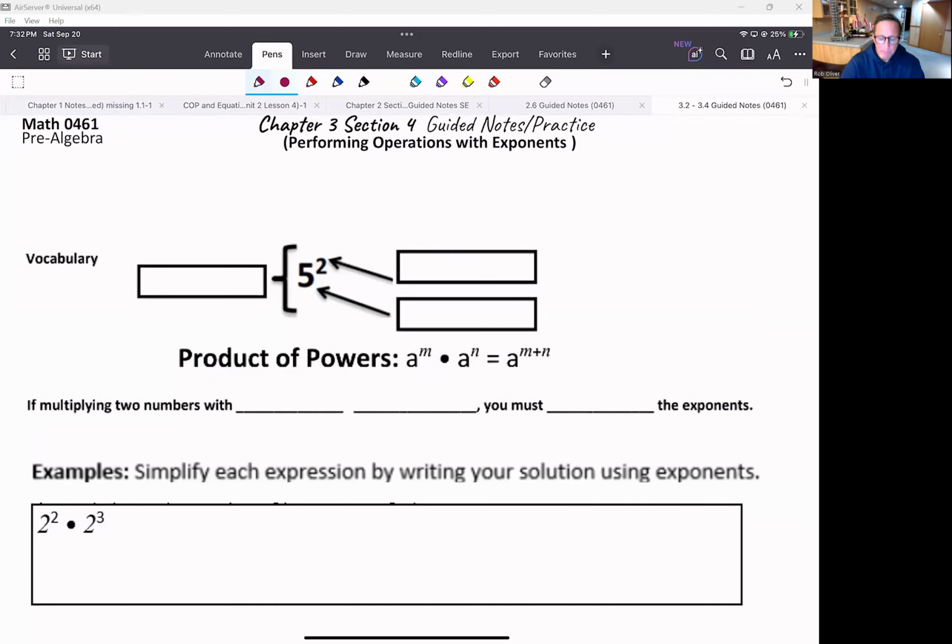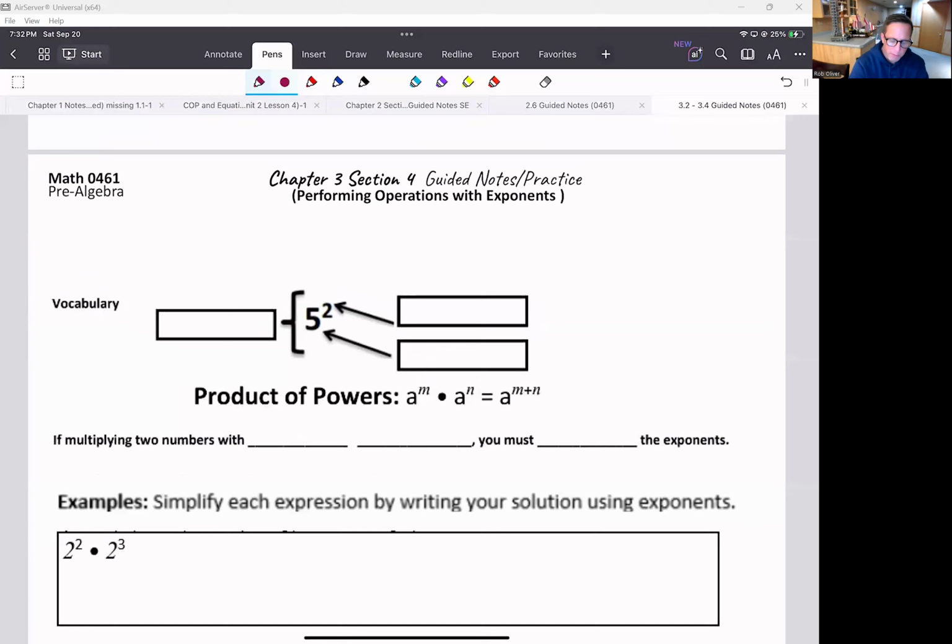All right, so now this is something that we actually covered before. So this is more a review, I guess. But so we have this thing, 5 squared, right? Now the whole thing is called a power. 5 to the second power, 5 squared, is called a power.